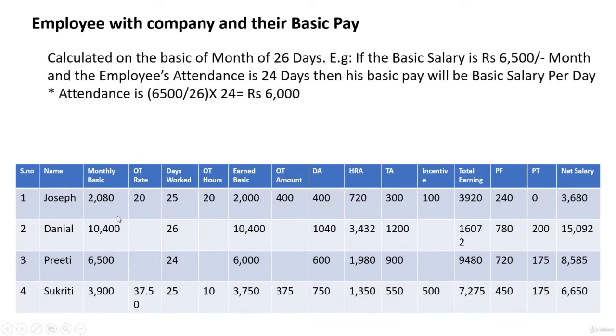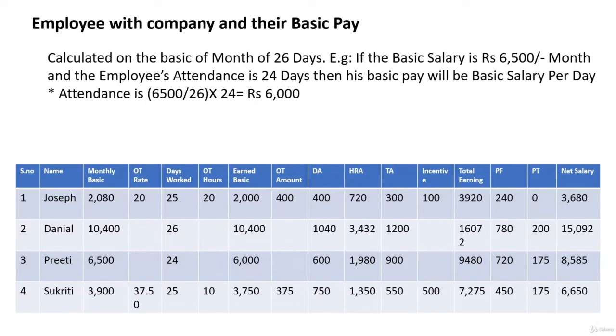Now, as we come forward, the salary or the basic pay of an employee is calculated on the basis of the days they are present, but we will take the base of a month of 26 days in spite of 30 days. So for example, if the basic salary is 6,500 per month and the employee's attendance is 24 days, that is, the employee is present for 24 days out of 26 days, then his basic pay will be the basic salary per day and the attendance: 6,500 divided by 26 days and multiplied by 24 days.